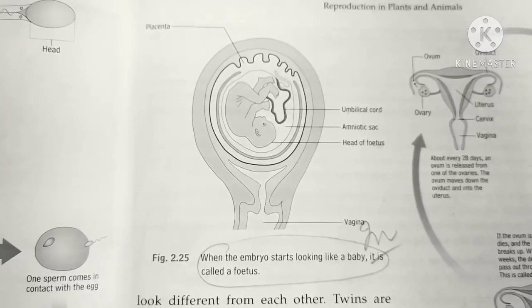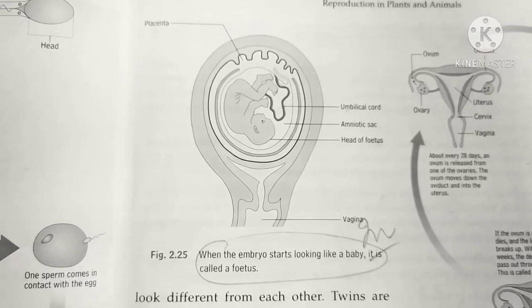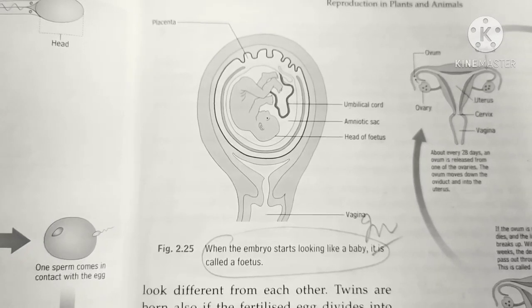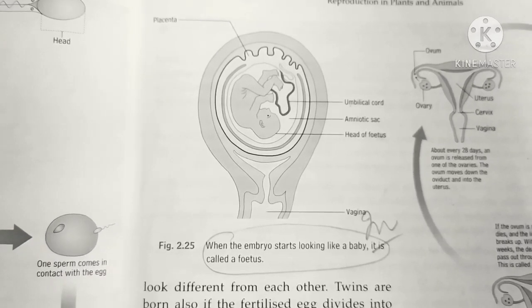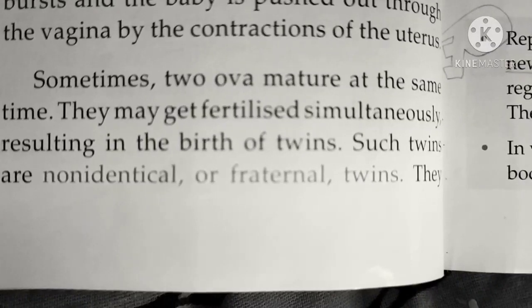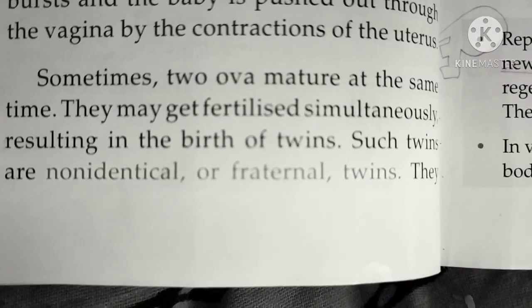The amnion, that is the membrane of the amniotic sac, bursts and the baby is pushed out through the vagina by the contraction of the uterus. Now there is given about twins.